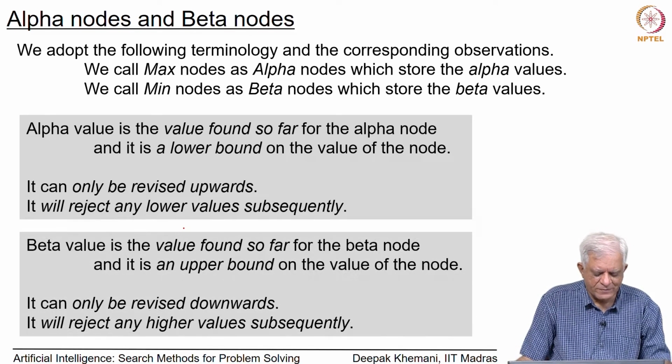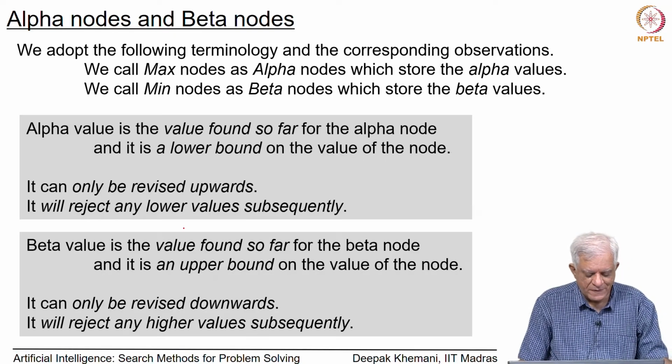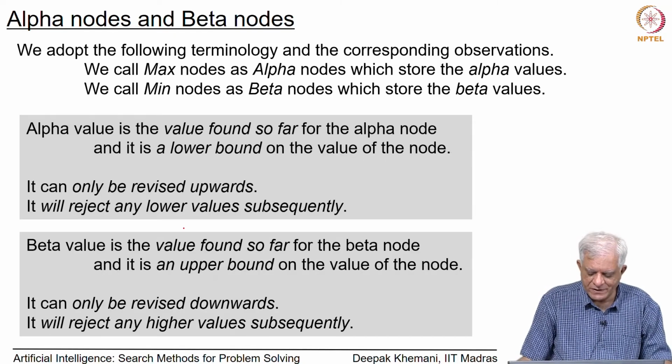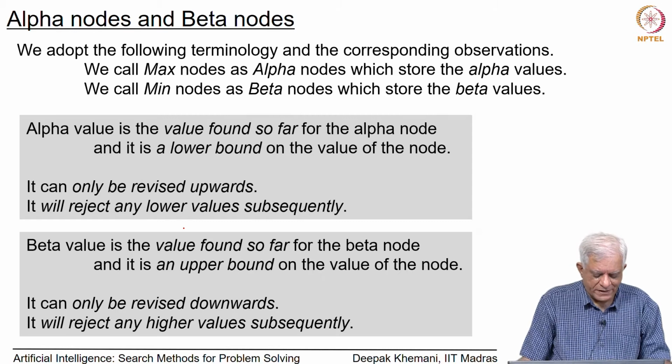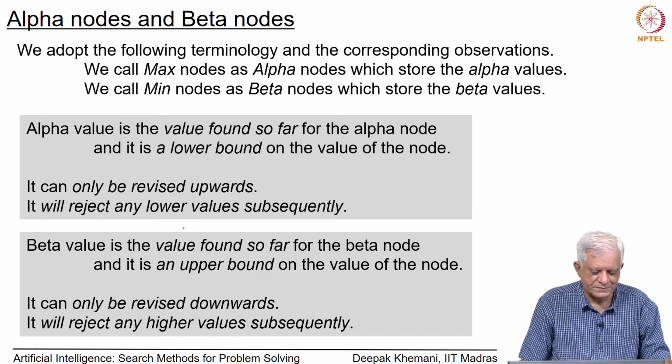So the situation for min is similar. The beta value is the value found so far for the beta node and it is an upper bound on the value of the node, because it is not going to go above that. It will only look for values which are smaller and it will reject any values which are higher subsequently.